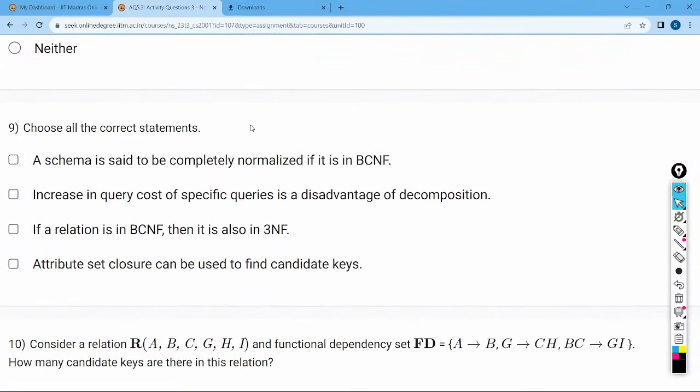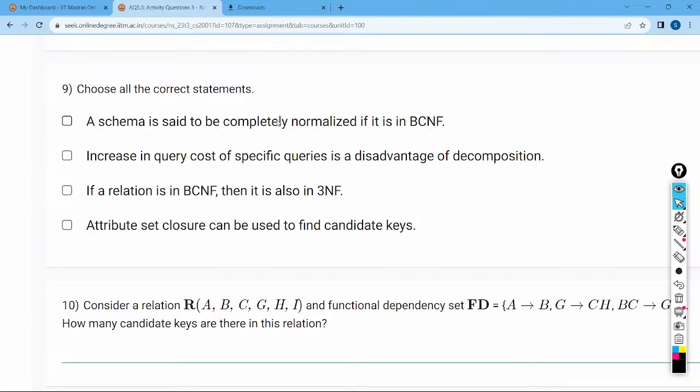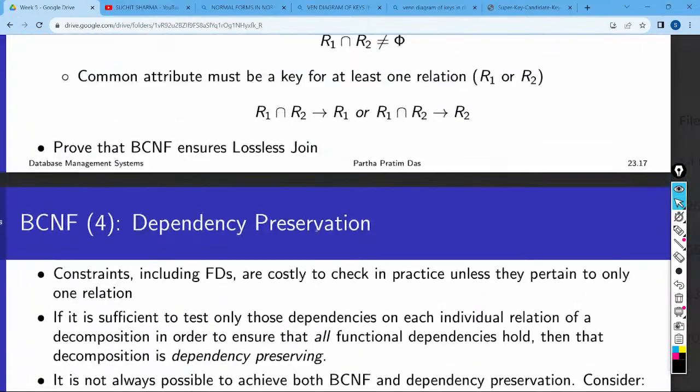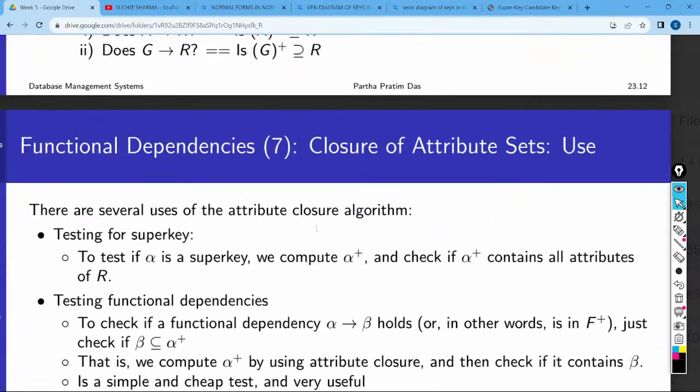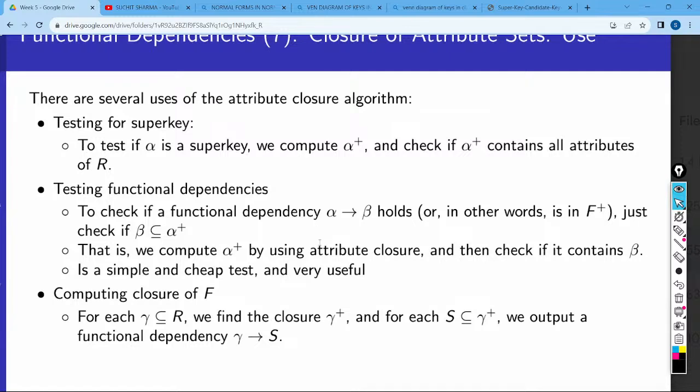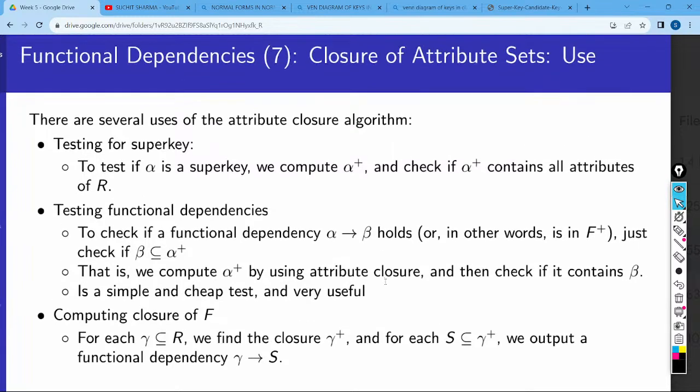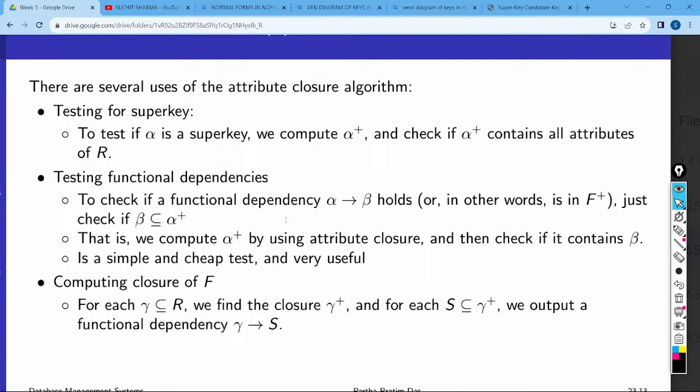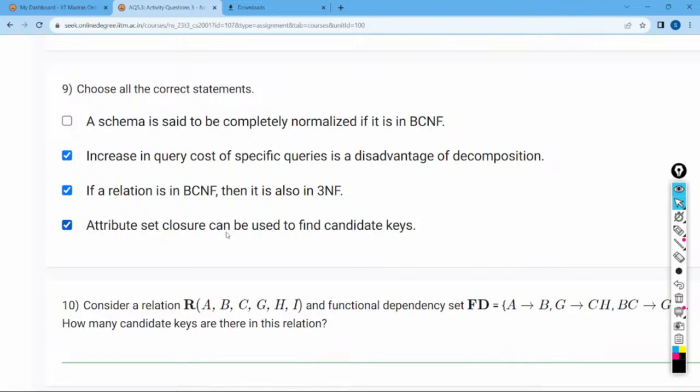Choose the correct statement. The schema is said to be completely normalized if it is in BCNF. I don't know about this. Increase in the query cost of specific queries is a disadvantage of decomposition. Yes. If a relation is in BCNF, then it is also in 3NF. Yes. The attribute set closure can be used to find candidate key. Can it? Let's find the closure of the attribute set. It is used to find super key. Since we can find super key, we can also find candidate key, because candidate key is a subset of super key. Yes, so hence it is true.